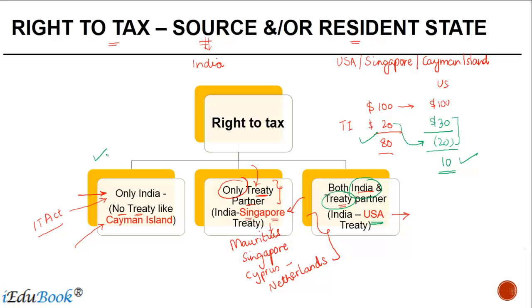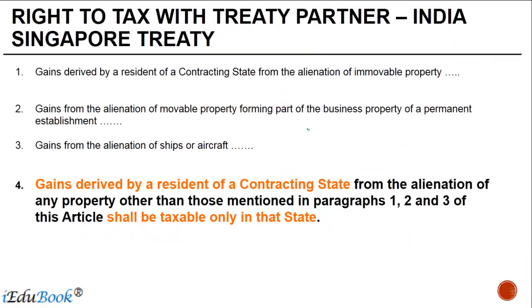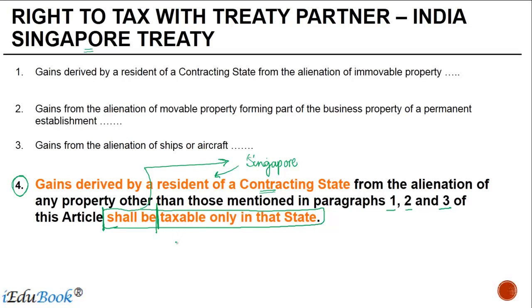The first one is pretty simple because it applies the provisions of the Act. I'm not going to look at it. But for the second and third, let us look at the relevant treaty provision or the language by which these inferences are drawn. So let's say we look at the India-Singapore Treaty, right? Let's look at paragraph 4 dealing with capital gains. Gains derived by a resident of a contracting state. So let's say this contracting state is Singapore. If there is a Singapore resident who sells the shares of an Indian company, from the alienation of any property other than those mentioned in paragraph 1, 2 and 3 of this article shall be taxable only in that state. The use of the words "shall be" indicates that the right to tax is exclusively with Singapore, right?